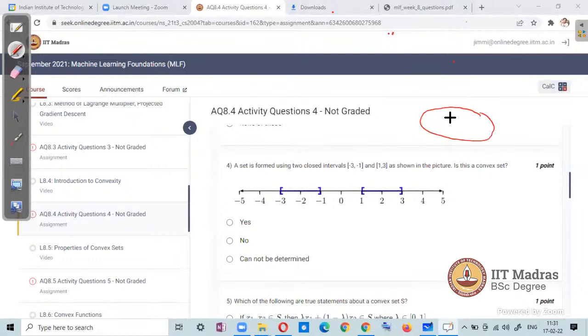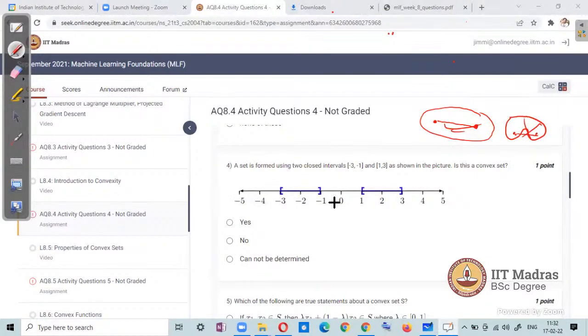A set is convex if, for any two points we take in that set, the line drawn between those two points also lies in the set. Then it is a convex set. Suppose in this case we take one point here and one point here. If we draw a line between them, it doesn't completely lie in this set, so obviously this won't be a convex set. And here it is a convex set.